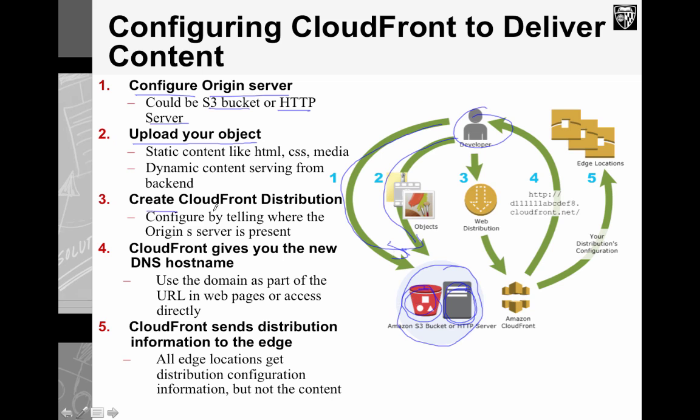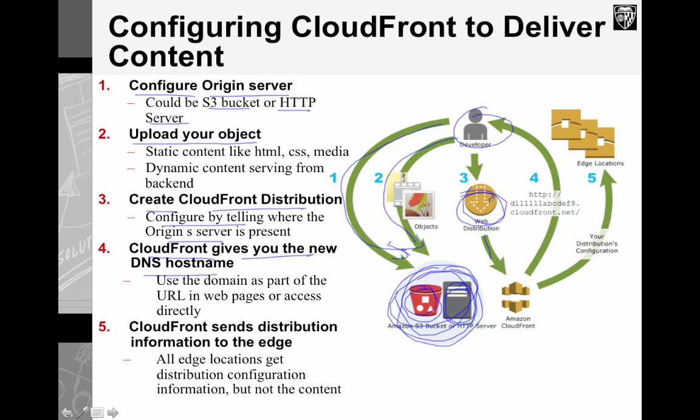Third step, create a CloudFront distribution. This is when you go to the AWS console and you create a distribution. You can create a web distribution or an RTMP distribution. Let's go ahead and create the web distribution. You create the web distribution and you configure the distribution and you tell it where the origin server is located. That's what you do. You go to the distribution and you tell it where the origin server is, which is right here.